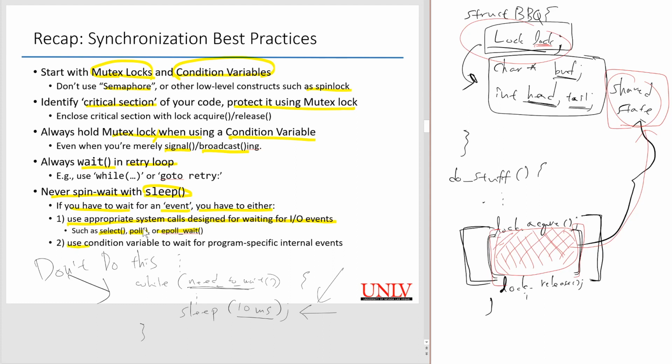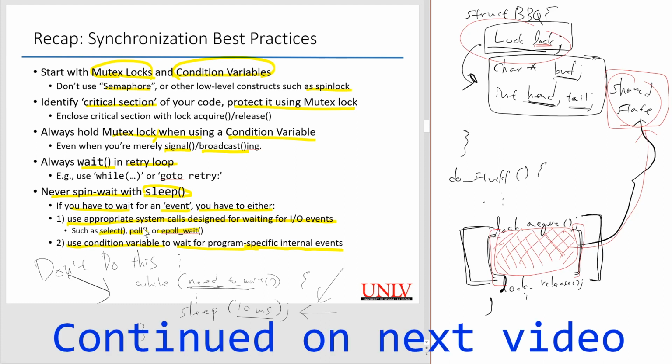Or use a condition variable to wait for program-specific internal events. For example, if you look at the BBQ, you have to wait if the buffer is full and you're trying to insert an item. So that's not an I/O event, that's a program-specific internal condition. So if you encounter that kind of condition to wait for, use a condition variable.